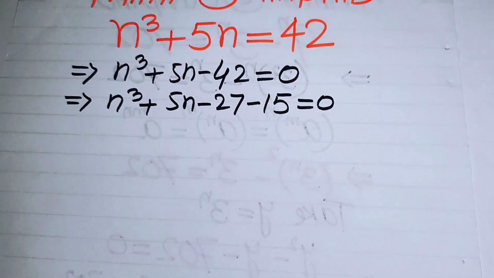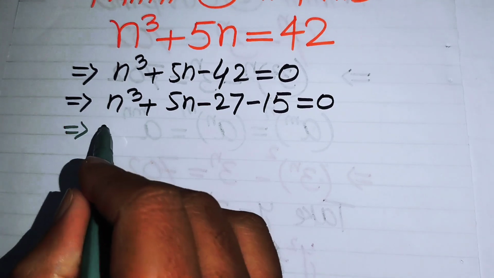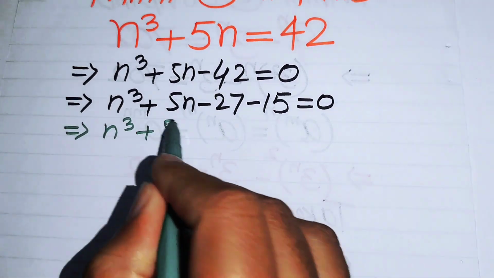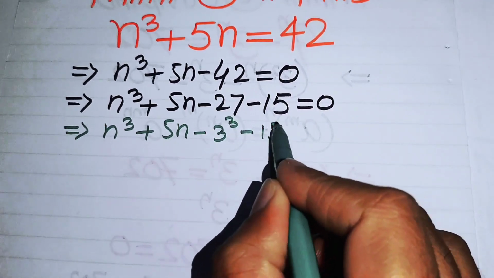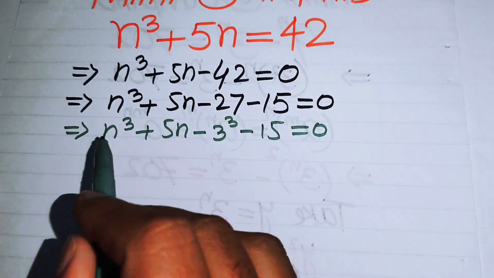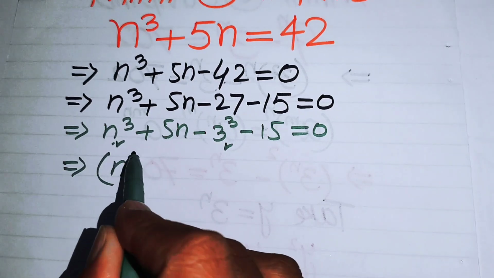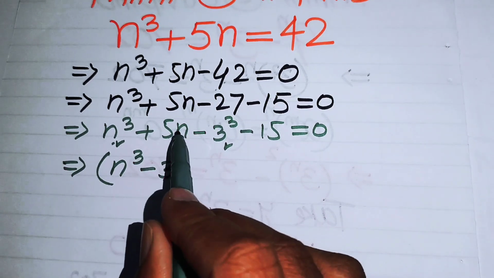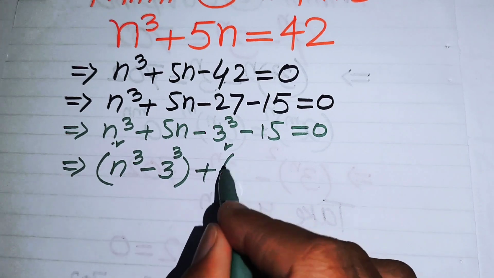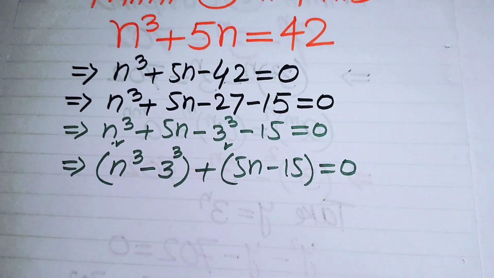So in the next step you see here, we just combine the cubic terms and the other terms. So you have n cubed plus 5n minus 27, and we write it as 3 cubed minus 15 equals 0. So here we have two cubic terms, the first one and the second one. So now we make the pair of cubic terms and it becomes n cubed minus 3 cubed, and we have the other terms 5n minus 15. So we write it as 5n minus 15 equals 0.